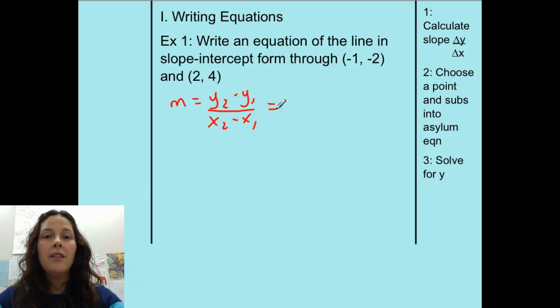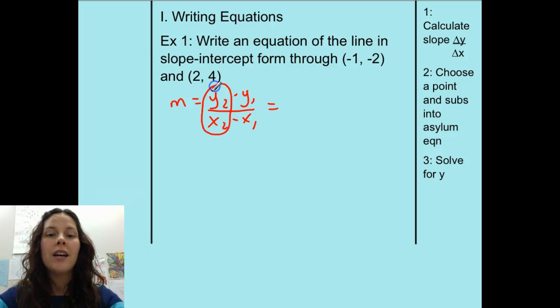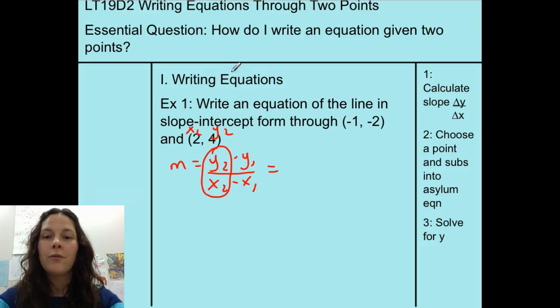For the slope formula, what's important is that the first two numbers that you use come from the same ordered pair. What is not important is that it comes from the second ordered pair. You can call either one of these points x1, y1 and the other one x2, y2. But you have to start from the same ordered pair. So I'm going to start from the second ordered pair. I'm going to call these x2, y2. So the first point will be my x1, y1.